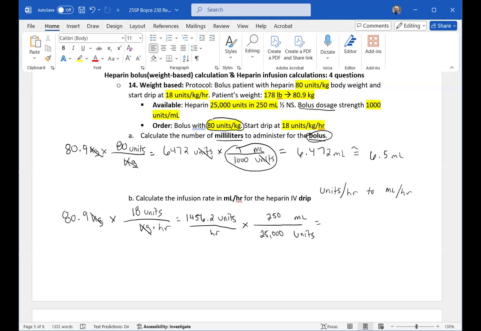And what you're going to get is 14.562. And that's milliliters per hour, right? Because we got rid of units and we're left with ml an hour.